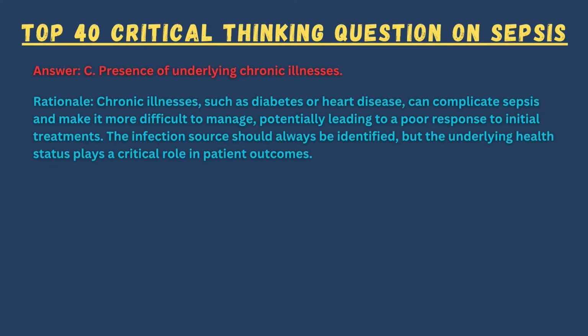Rationale: chronic illnesses, such as diabetes or heart disease, can complicate sepsis and make it more difficult to manage, potentially leading to a poor response to initial treatments. The infection source should always be identified, but the underlying health status plays a critical role in patient outcomes.